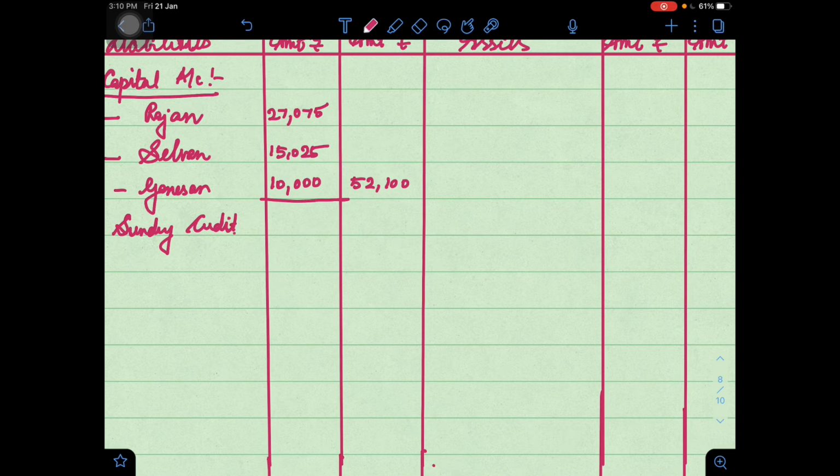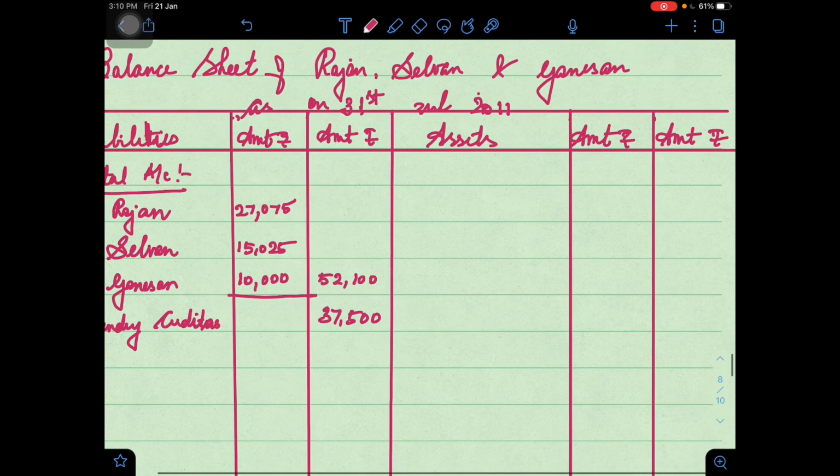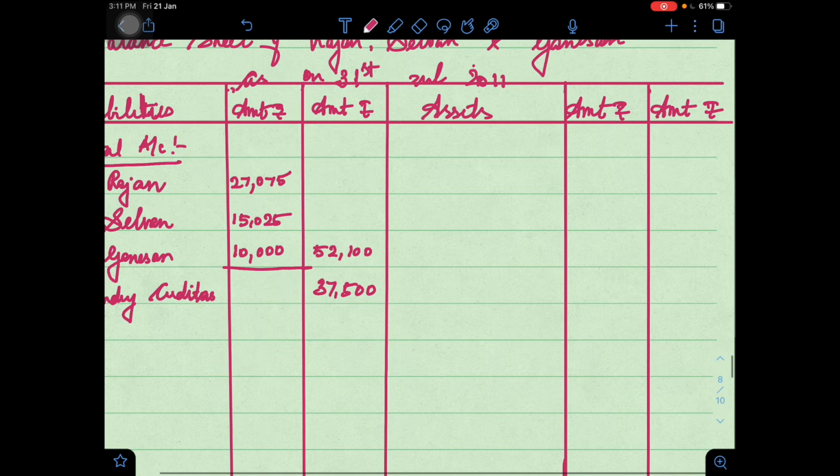Now let us record the sundry creditors. The problem shows sundry creditors at 37,500. Now nothing else to show in the liabilities. Let's move on to record the assets now.